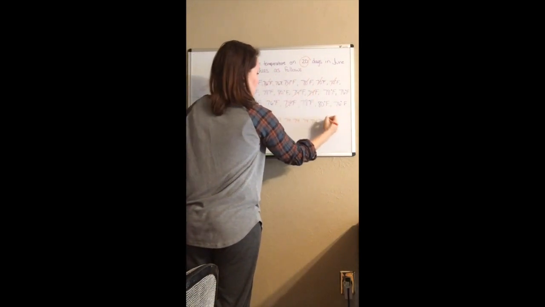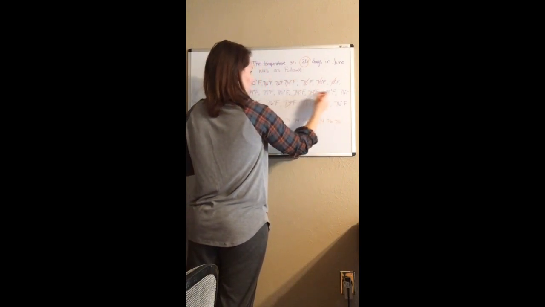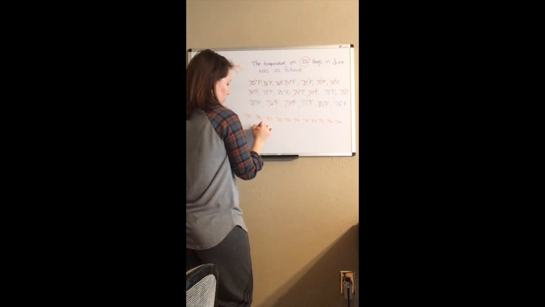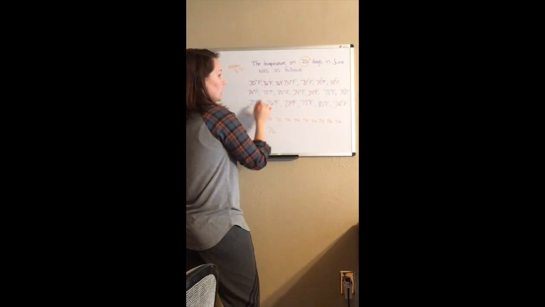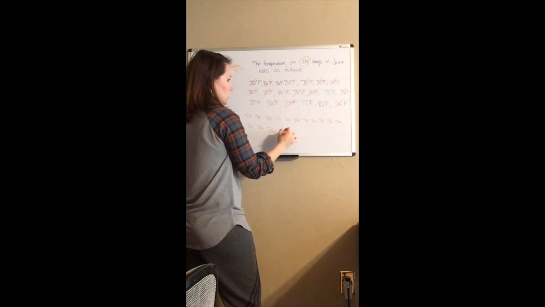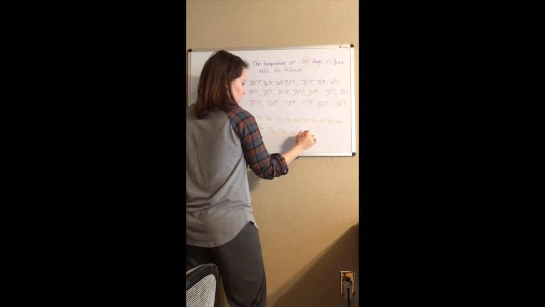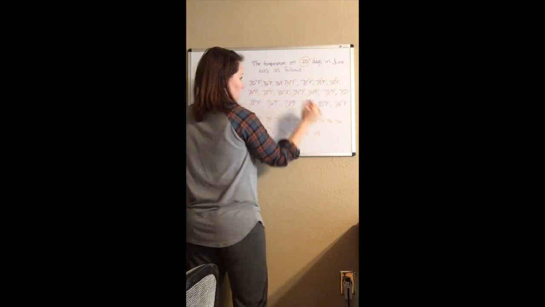76, so you have 1, 2, 3, 4, 5 of those. And then we have 78. And then we have 80. Two 80s.